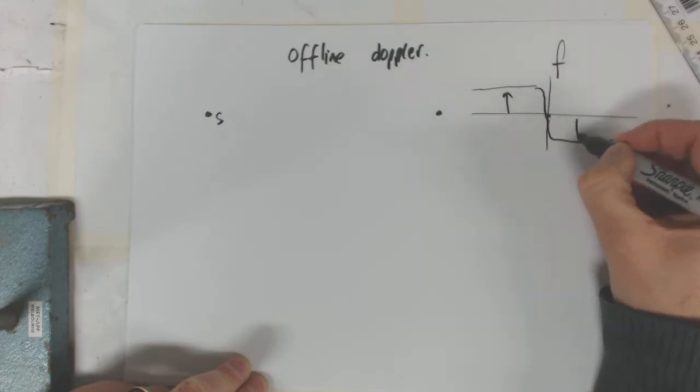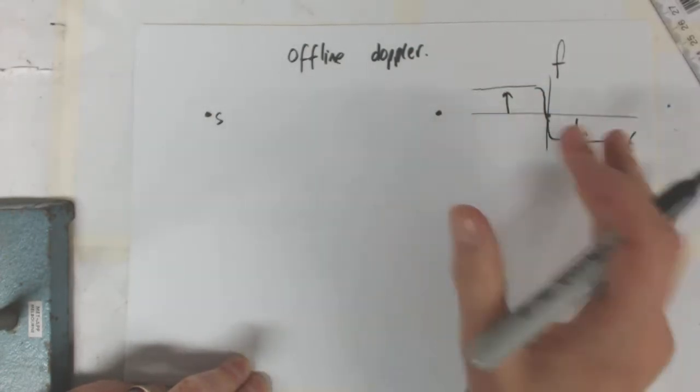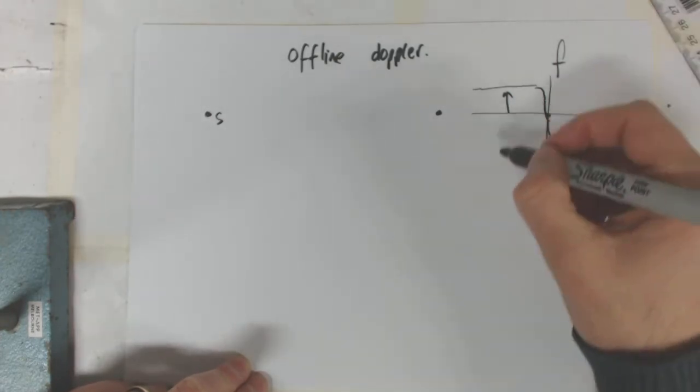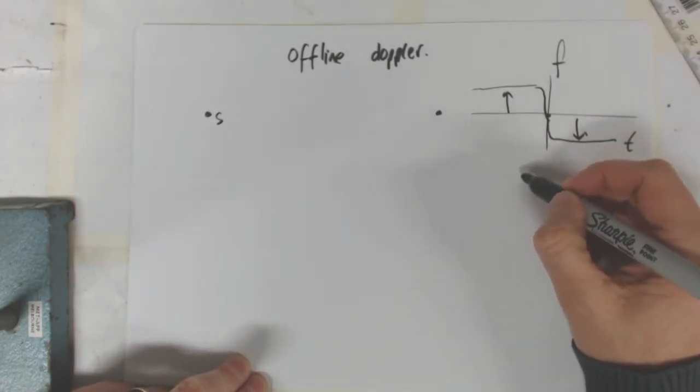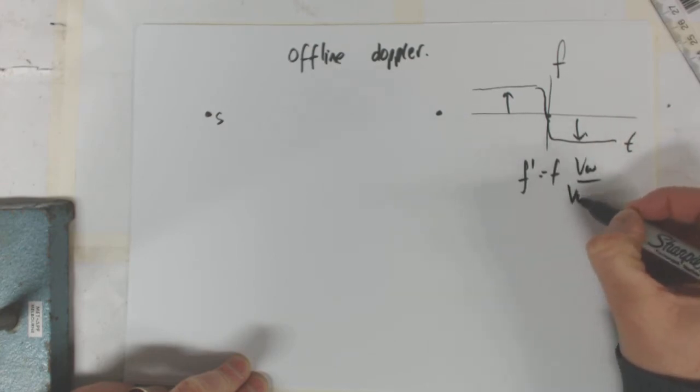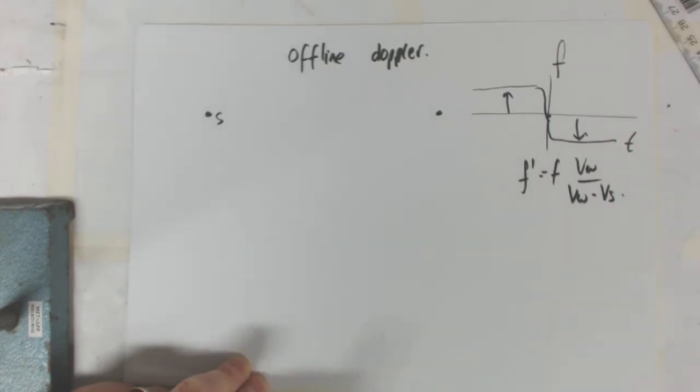Now remember that this isn't totally symmetrical. The amount the frequency goes up is not exactly the same as the amount it goes down. It's close. And we use that formula we derived already, which was that the new frequency is equal to the old frequency times VW over VW minus V source.